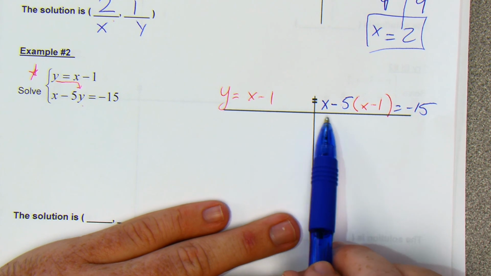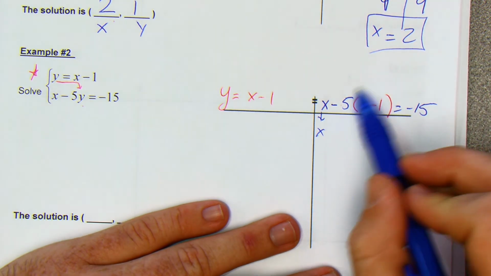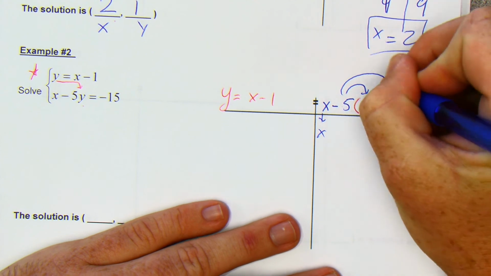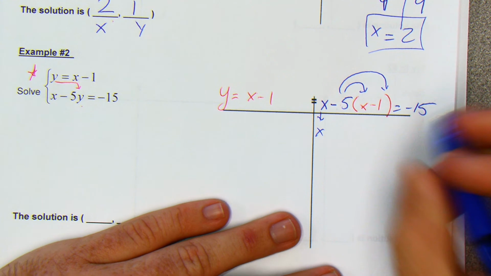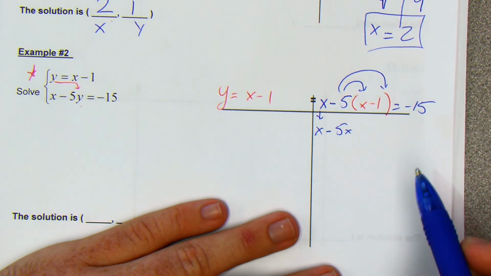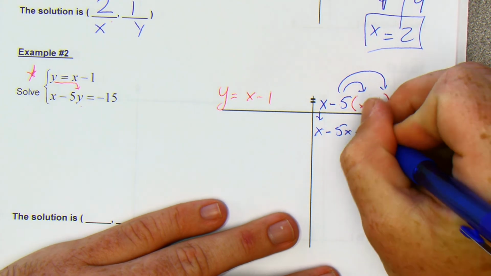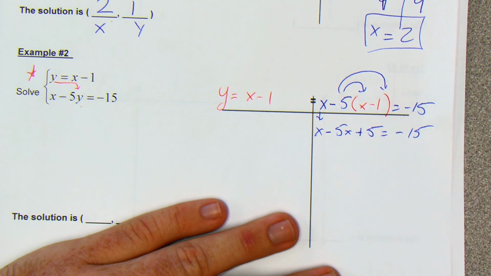And now I'm just going to solve this equation. Okay, so I'm going to bring down my x because the first thing that I want to do is this distributive property. So I'm going to distribute this negative 5 into the x and into the negative 1. So negative 5 times x is negative 5x. Negative 5 times negative 1, a negative times a negative gives me a positive. So that's plus 5. And then I have equals negative 15.